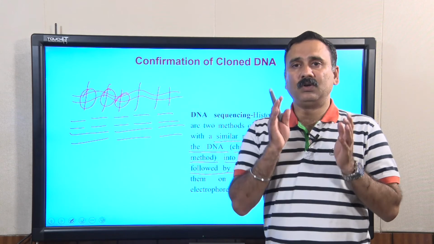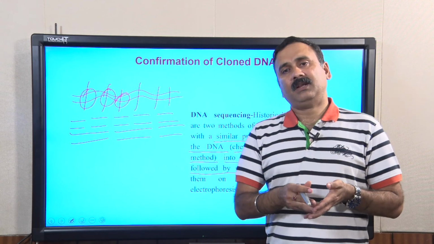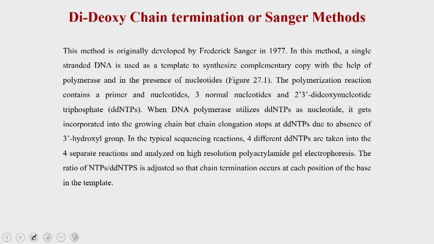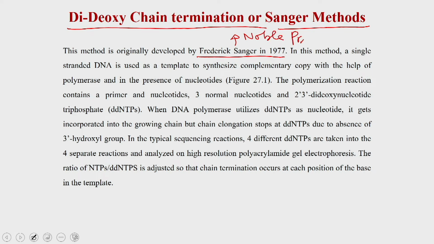So, we are going to discuss two methods, one is called the Sanger method, the other one is called the Maxam Gilbert method. The Di-Deoxy chain termination method, or the Sanger method, was developed by Friedrich Sanger in 1977, for which he got the Nobel Prize. Friedrich Sanger was the only person who got the Nobel Prize first for discovering the method of protein sequencing and then he developed another method for DNA sequencing, and for both of these discoveries he got the Nobel Prize.